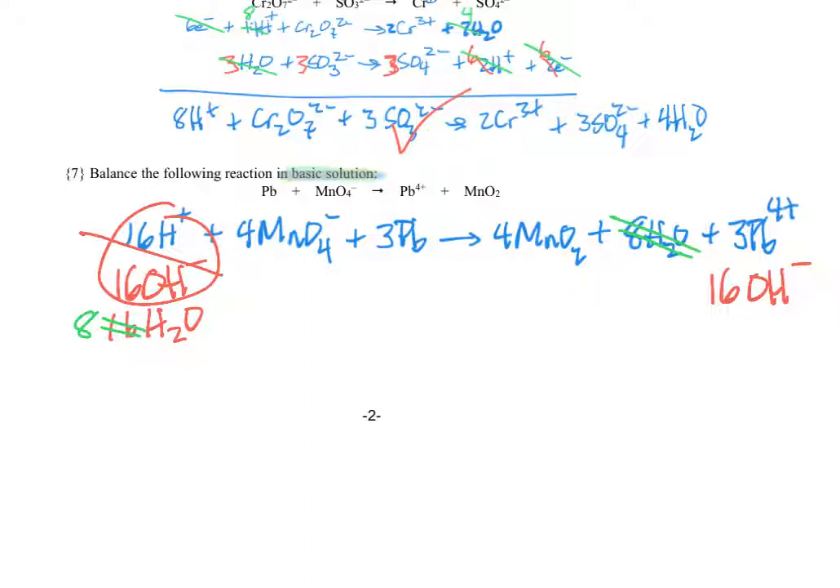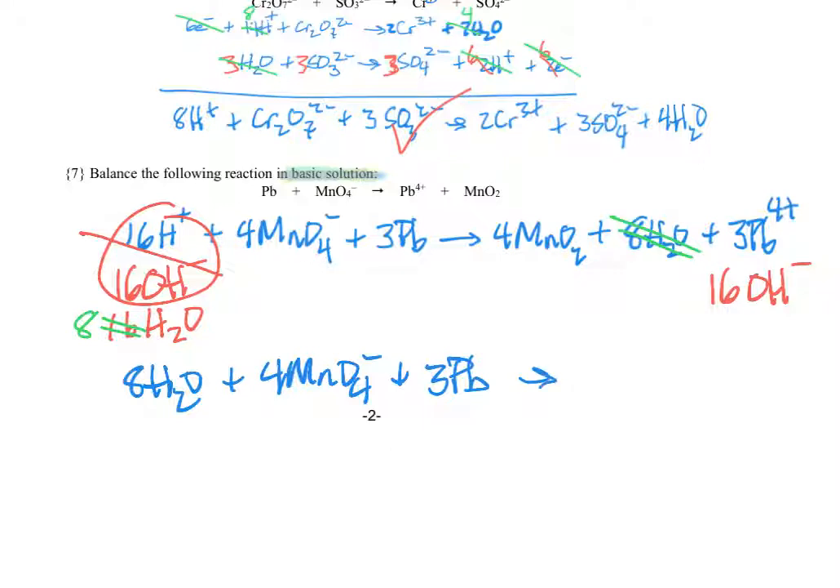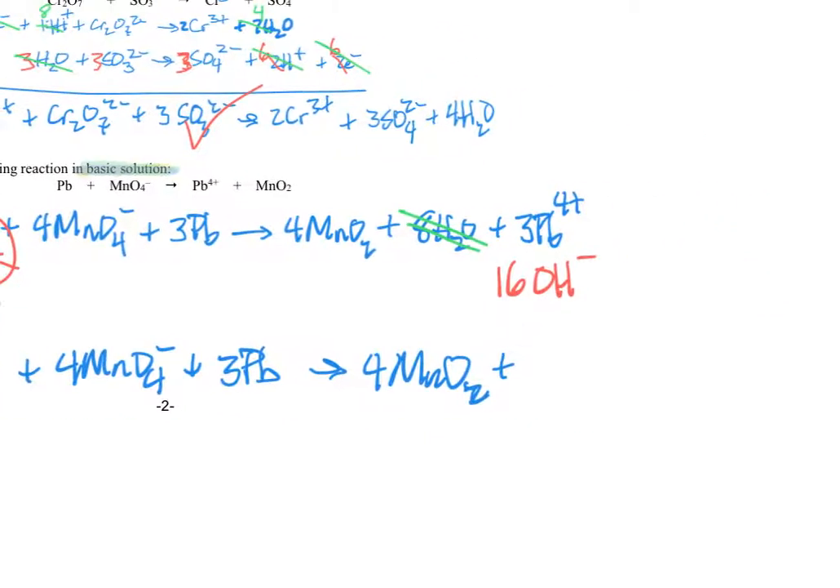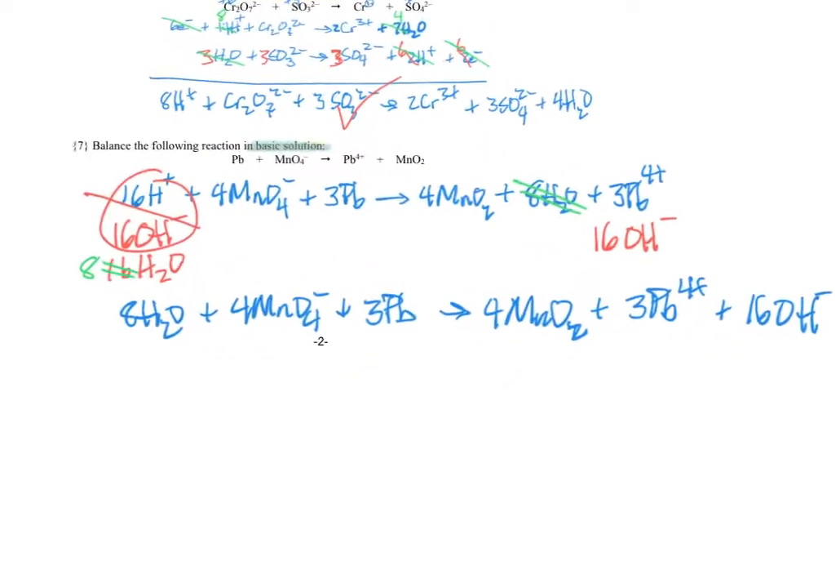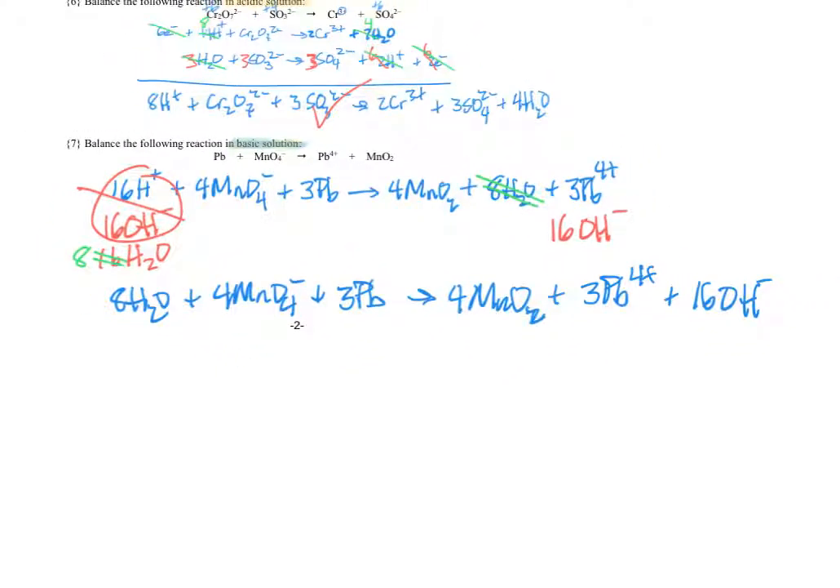My final answer would be 8H2O plus 4MnO4 minus plus 3 leads go to make 4MnO2 plus 3 Pb4 pluses plus 16OH minus. So let's go ahead and center that guy. All right, and that should be my final answer.